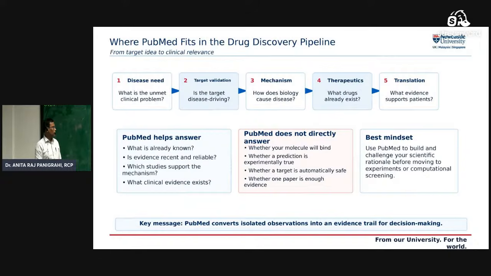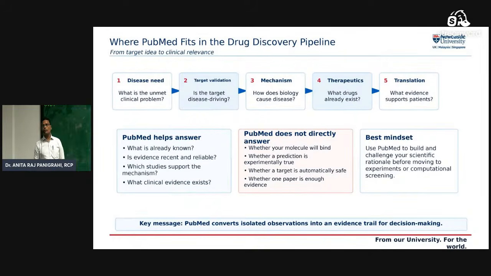Okay, and it's not saying that one single paper is sufficient. Then the best mindset is to use PubMed to build and challenge your scientific rationale. That means you have to criticize yourself. That's why you have to challenge your scientific rationale before moving to the experiment or computational screening.